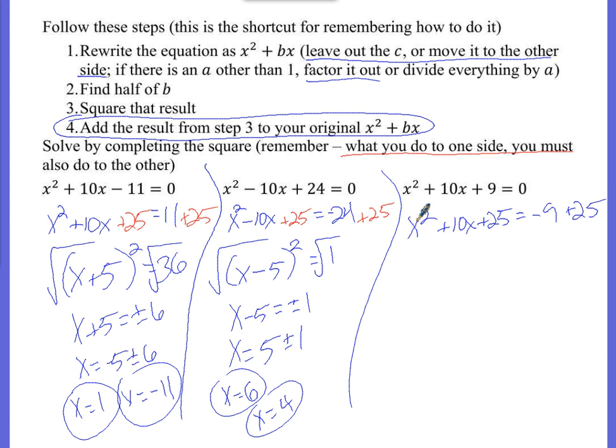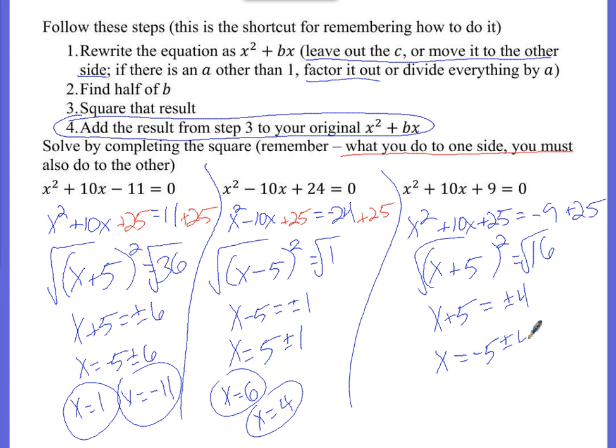This is now a perfect square trinomial, so we can write it like a perfect square. X, what? Plus 5 squared equals 16. Now what? Square root both sides, and you get equals plus or minus 4. Now what? So subtract 5, x equals 4, okay, and then we can simplify that, so x equals negative 1, x equals negative 9. Good.